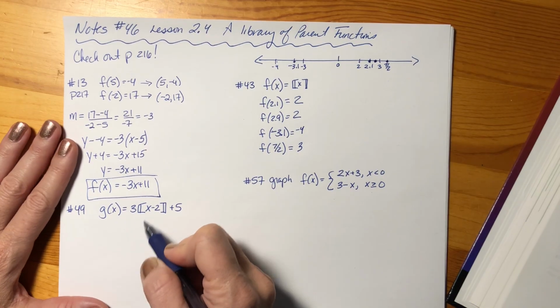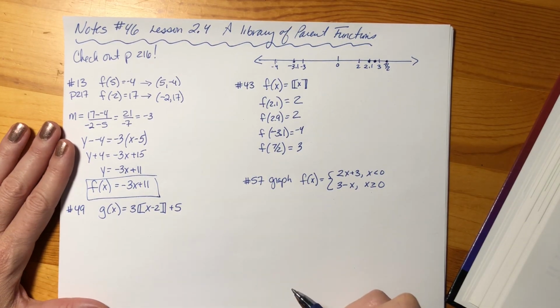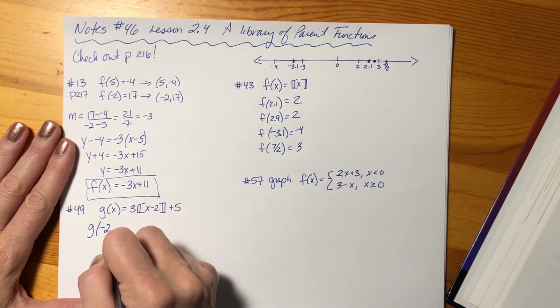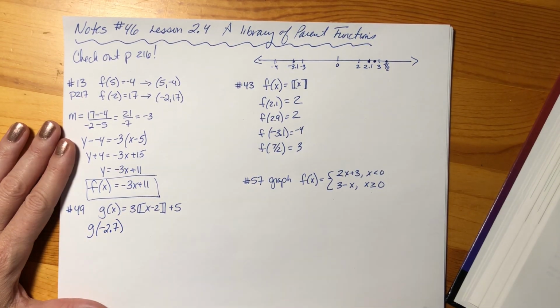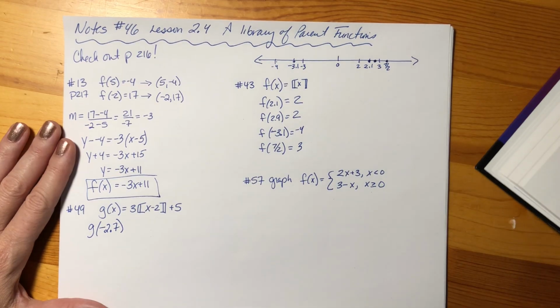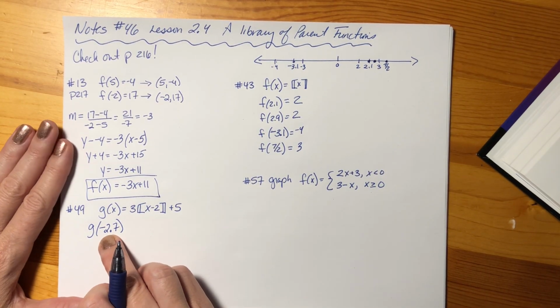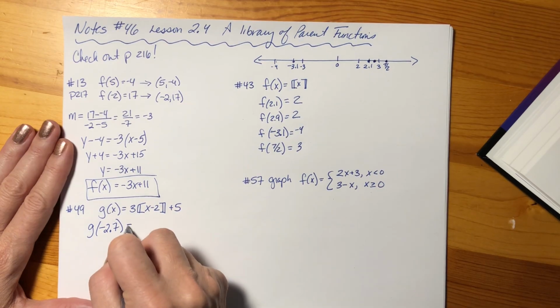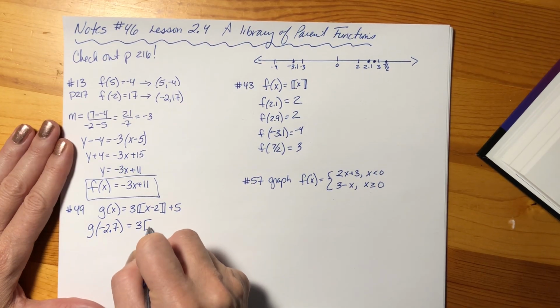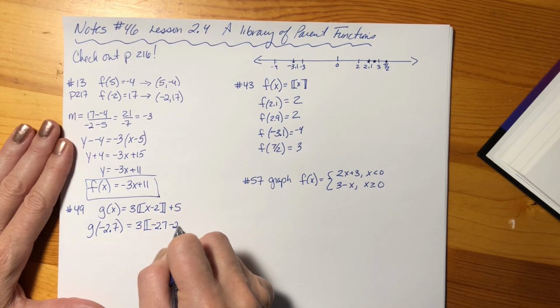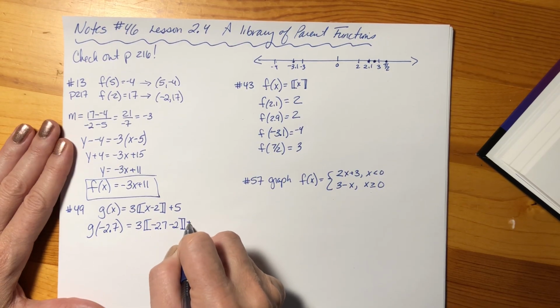I've got another one here, another greatest integer function, number 49. They're asking me to find g of negative 2.7. I'm going to pick a negative one for us to do together, since sometimes the kids mess up on the negatives. They get a little tricky. So let's go ahead and put negative 2.7 in for x in our function. So it's 3 times the greatest integer function of negative 2.7 minus 2 plus 5.